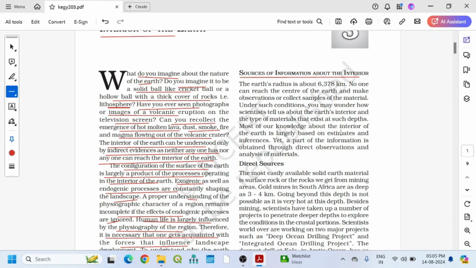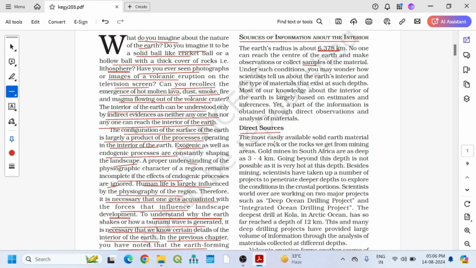Understanding the interior of the earth is challenging because its center is about 6,378 kilometers away, and no one can reach it to observe or collect samples. Okay, so you might wonder how scientists can know about the earth's interior and the materials found at such great depths. Most of our knowledge comes from estimates and inferences, but we also have some direct sources of information.